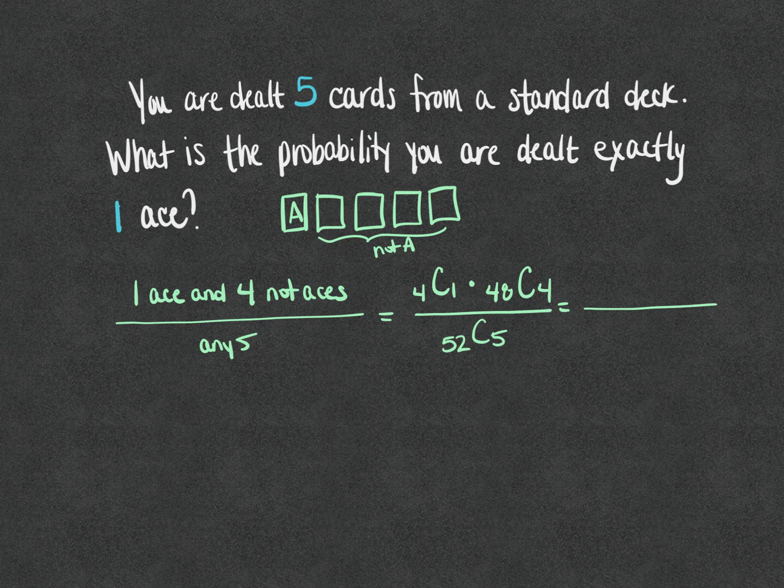So 4 choose 1 times 48 choose 4 is 778,320 different hands that would have exactly one ace over the 2,598,960 different 5-card hands that exist.